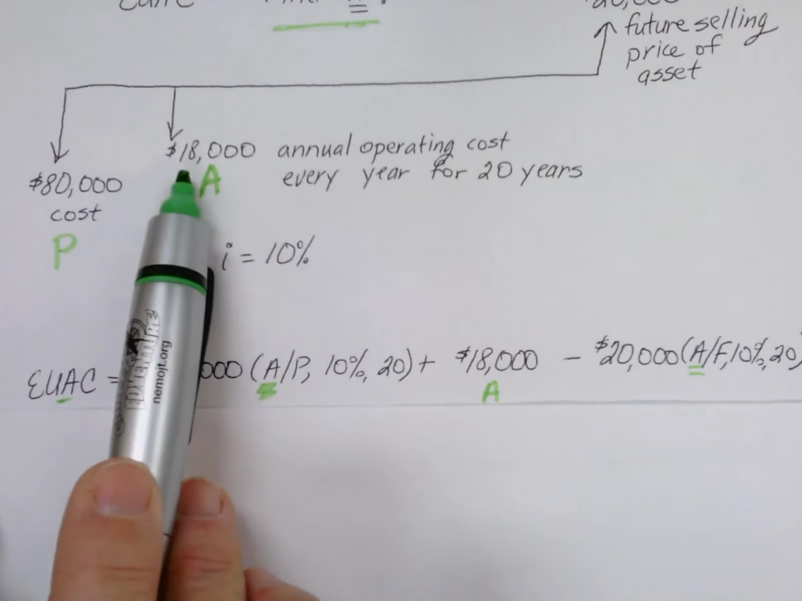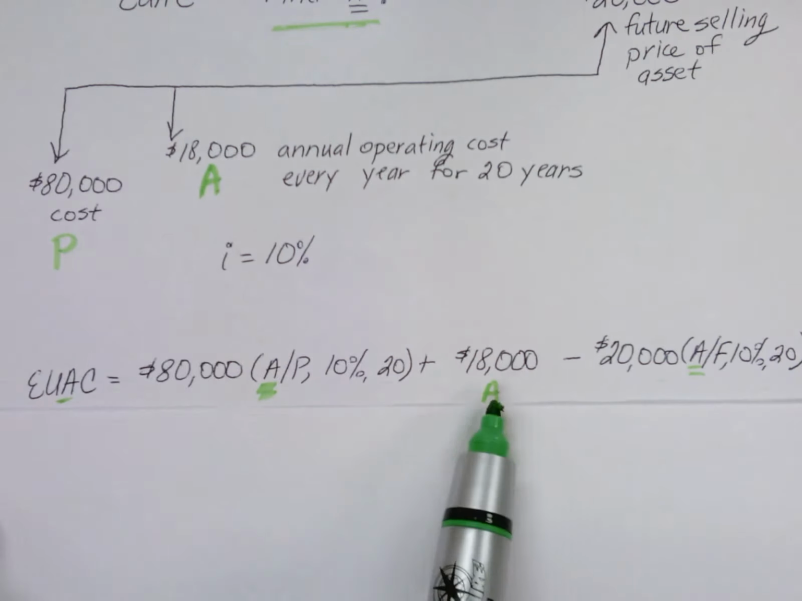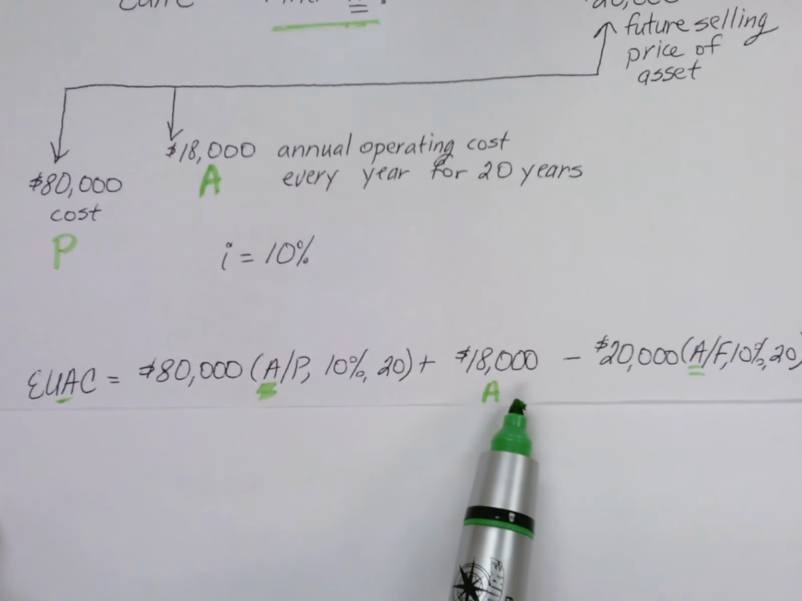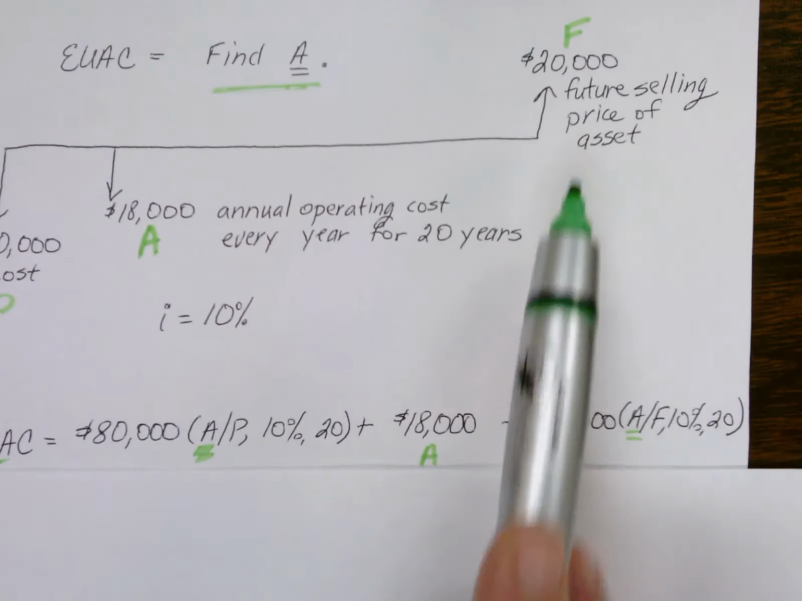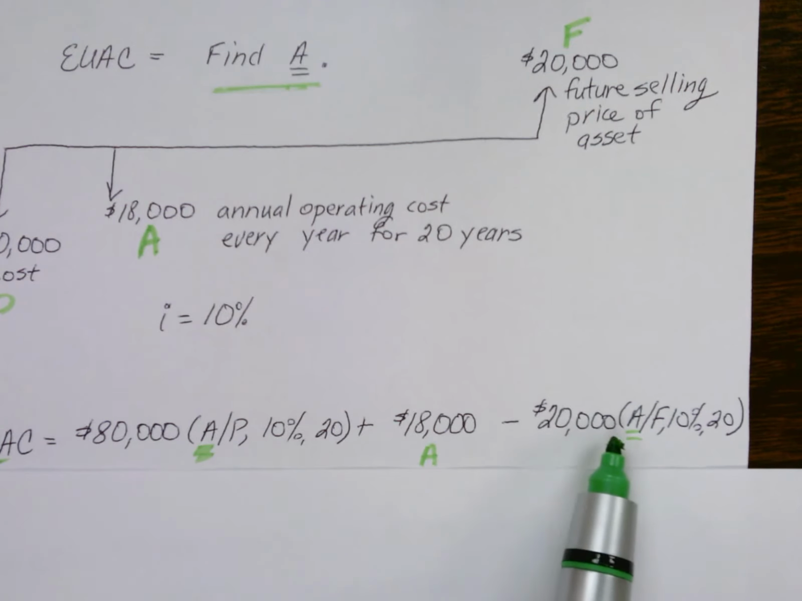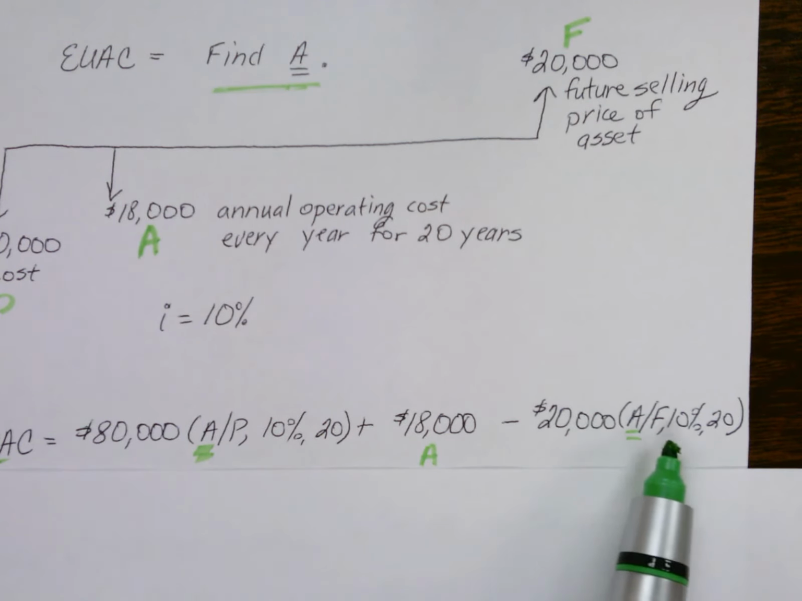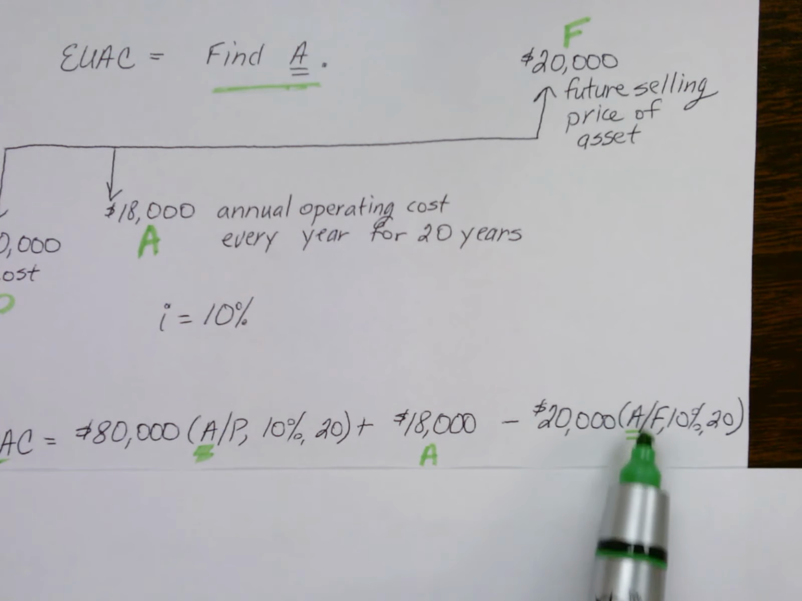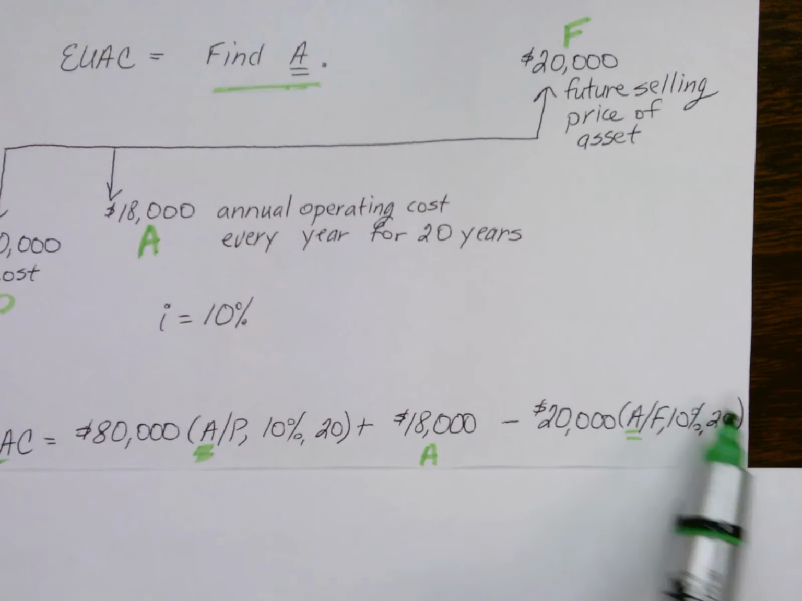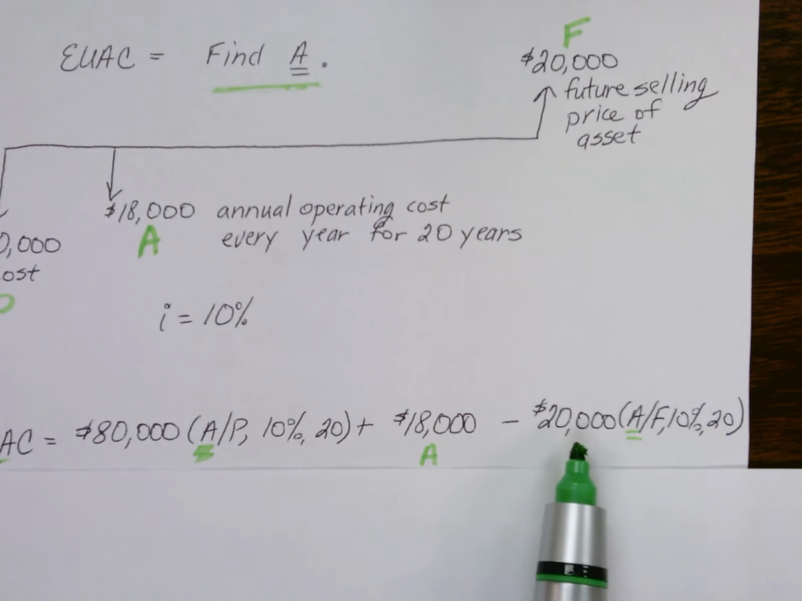Our next cash flow is $18,000. It's already in terms of A, so we do not need to multiply that amount by any factor. We have one more cash flow in the problem, and that is the future $20,000, future cash flow. We want to find A, given that is already in terms of future, so we want to find A given F, 10%, 20-year life, 20-year term. Okay, so we'd find a factor off the 10% interest table in the AF column on the 20-year line, take that factor and multiply it by $20,000.